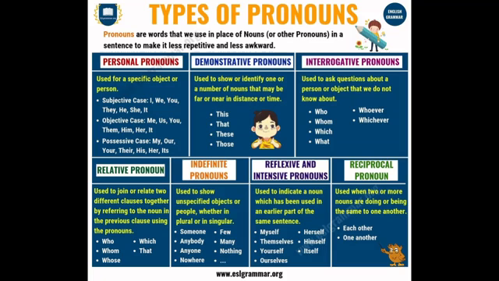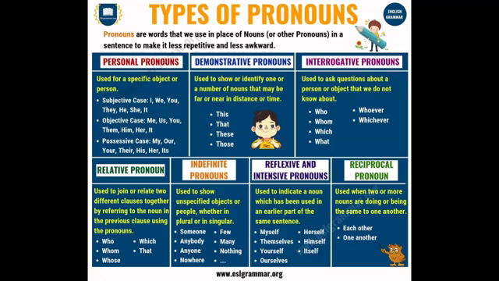Then the interrogative pronoun. An interrogative pronoun is used to ask a question about a person or object that we do not know about. For example, who, which, what, whoever, whichever. Then the relative pronoun. A relative pronoun is used to join or relate two different clauses together by referring to the noun in the previous clause using the pronoun. For example, who, whose, which, that.